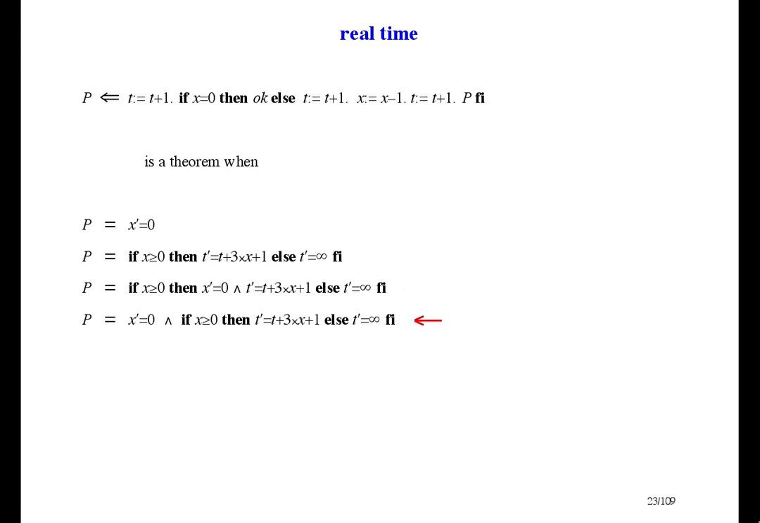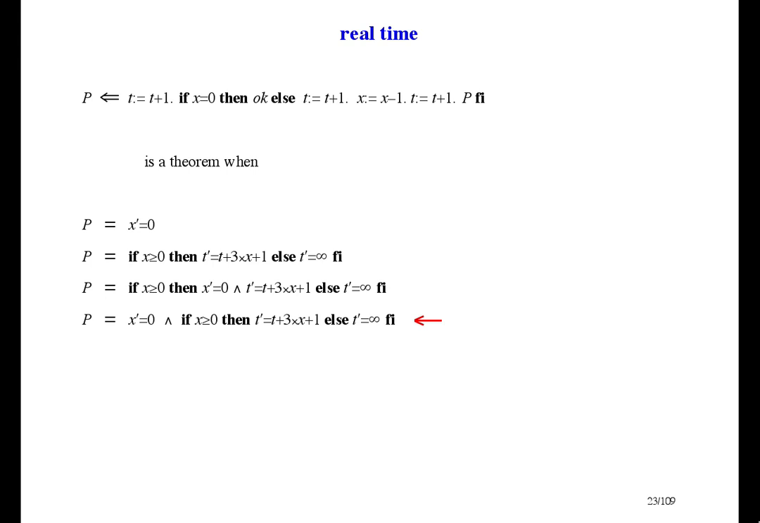The last one says that x ends with value 0. And if x started non-negative, then it takes time 3x plus 1, and if x started negative, then it takes infinite time. That one's a bit funny, because it says x ends with value 0 even if it takes forever. That's a little less reasonable than the previous specification.